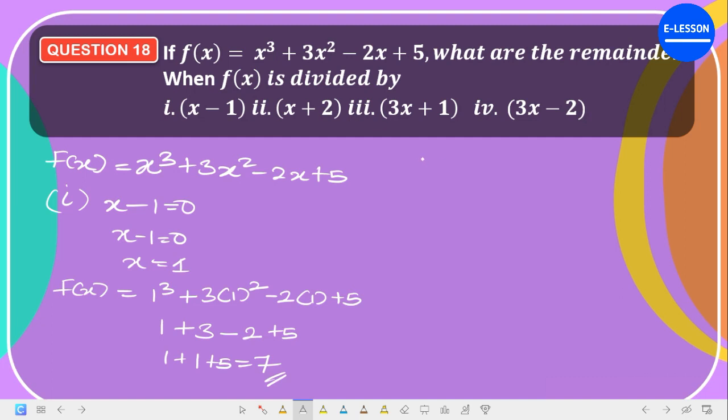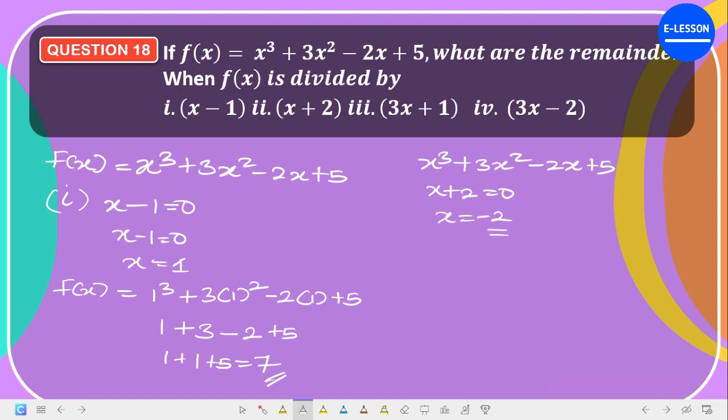Now the second case is you have x cubed plus 3x squared minus 2x plus 5. Now what will be the remainder if x plus 2 divides this? Now, from the remainder theorem, we said x plus 2 will be equal to 0. So x will be equal to, take 2 to this side, minus 2.